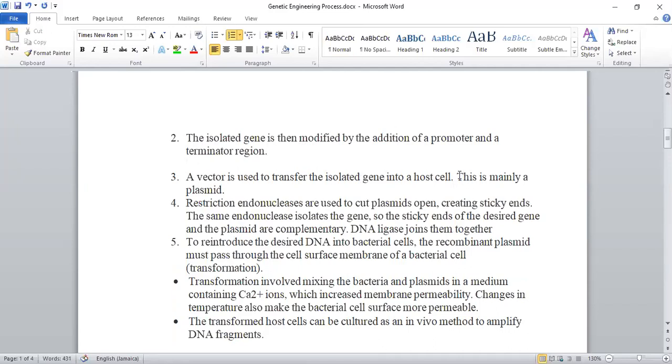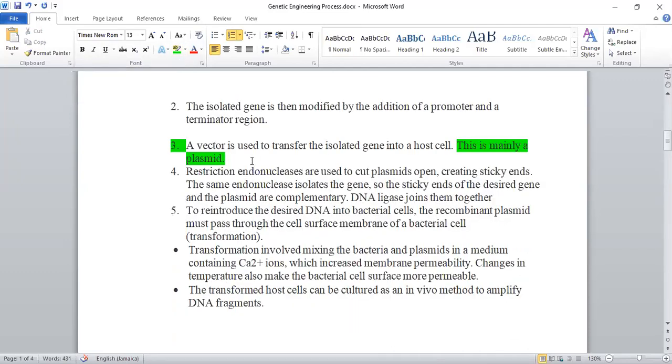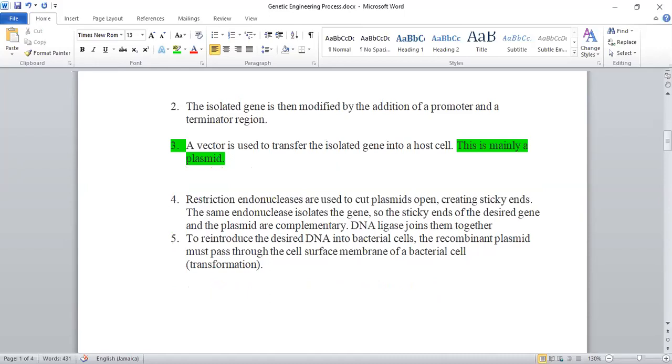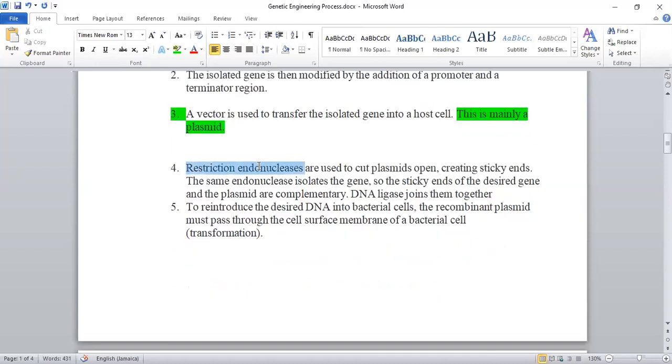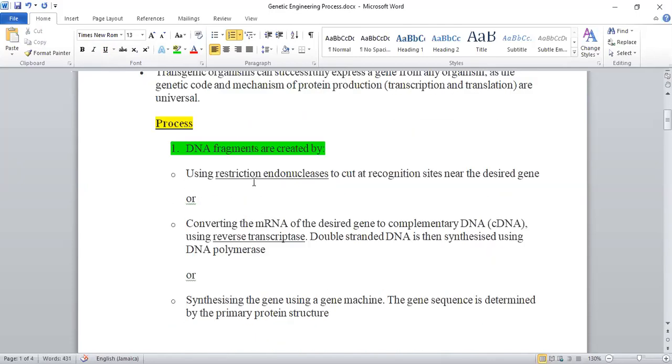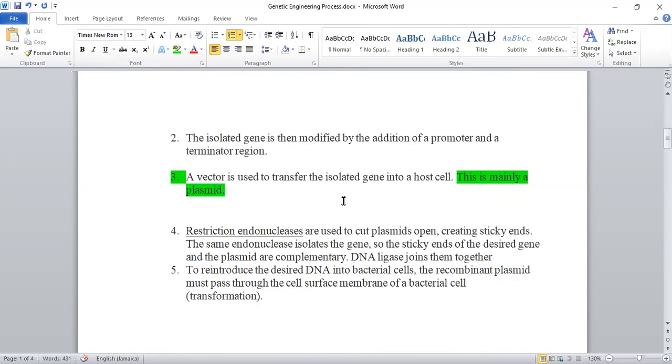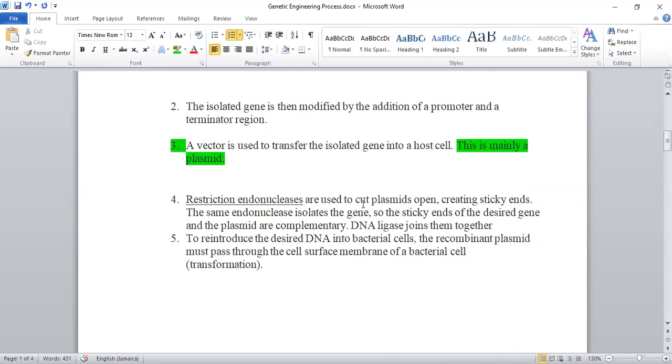And as I had indicated to you, the main vector that we use most of the time is plasmids, right? Now, in order to cut our plasmids open, we come back and we use the same enzymes that we used at the top. The same restriction endonucleases that we used when we were cutting our source DNA are the same ones that we use to cut our plasmids open, and it creates sticky ends.